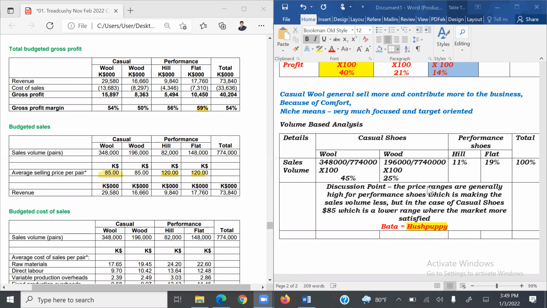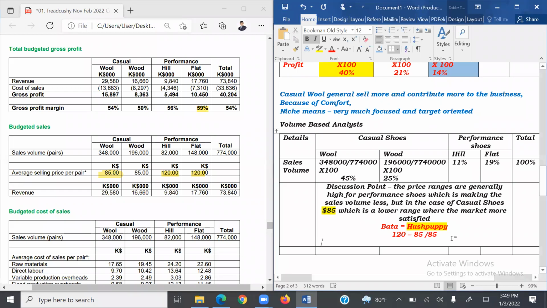So get the point of view, students. The price ranges must never be forgotten, because it's 85 and the other one is 120. Students, what is the difference in percentage? 120 minus 85 divided by 85. Students, can you please tell me, and multiply that by 100?